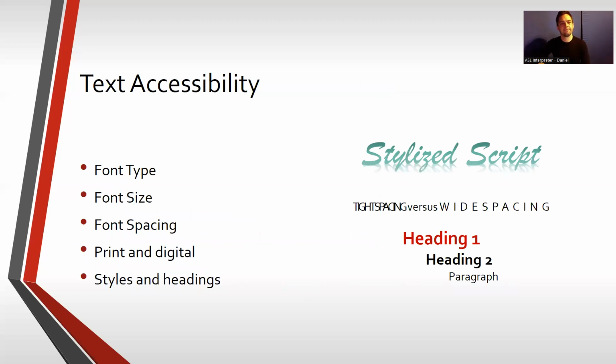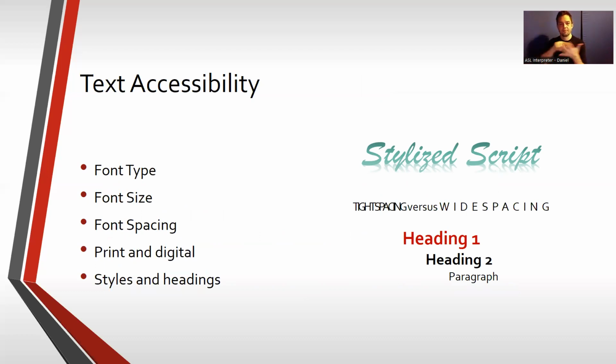So now let's talk about the actual parts of your document and what you need to do to make those accessible. We're going to start with text. So we're going to talk about font type, font size, font spacing, print and digital needs, and then finally styles and headings.